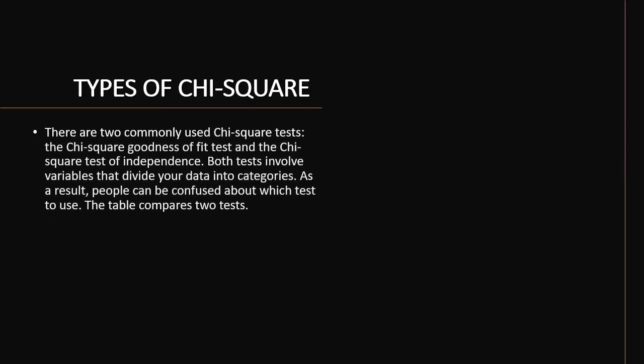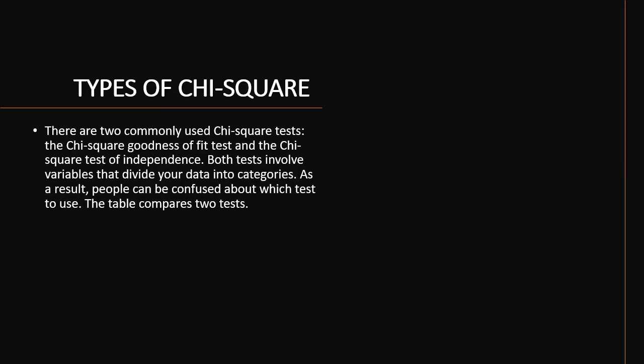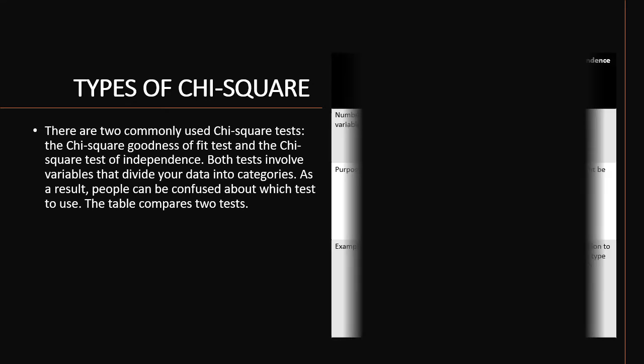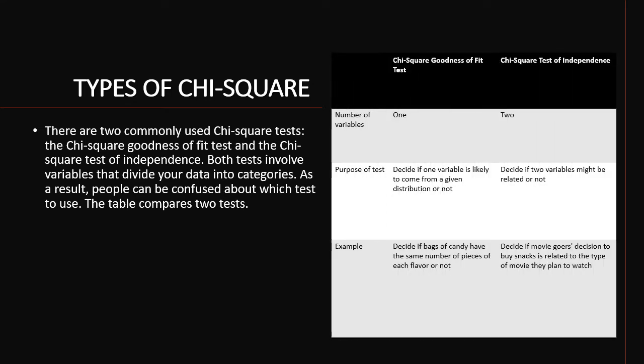Now, we are going to discuss the types of chi-square. The most commonly used types of chi-square test are the chi-square goodness of fit test and the chi-square test of independence. Both tests involve a variable that divides our data into categories. Now we are going to compare and contrast both of these types of chi-square tests. In the chi-square goodness of fit test, the number of variables should be 1, whereas for the chi-square test of independence, the number of variables should be 2.